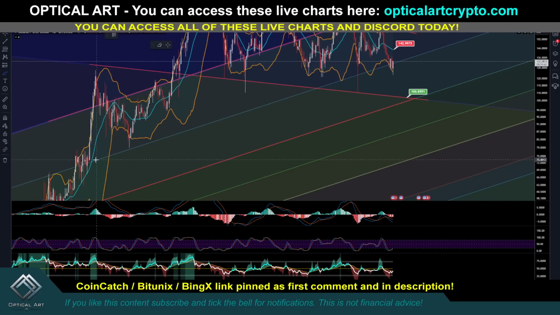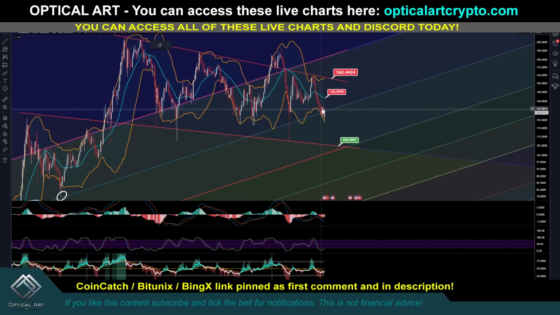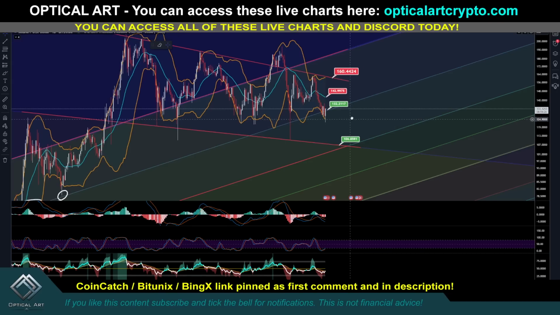This is a fib channel line, right? So this is resistance. Again, this is Solana, by the way, guys. A lot of support and resistance, almost made support. And you can see now we're pushing above that. So it looks like your current support level, if we hold, is right here around $132.